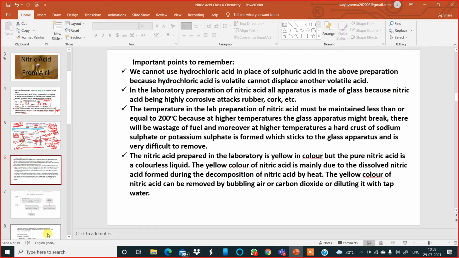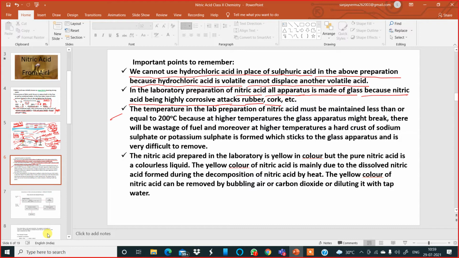Important points to remember. In the lab preparation of nitric acid, by using potassium nitrate or sodium nitrate, we cannot use hydrochloric acid in place of sulfuric acid, because hydrochloric acid is volatile and it cannot displace another volatile acid. That's an important point. In the lab preparation of nitric acid, all apparatus is made of glass because nitric acid vapors, being highly corrosive, react with rubber or cork.